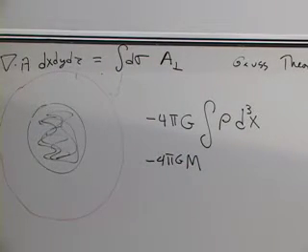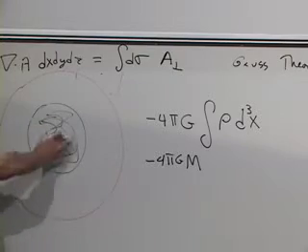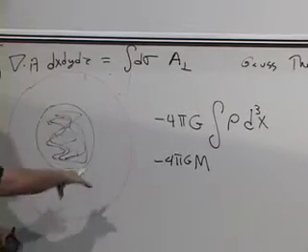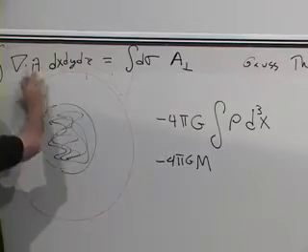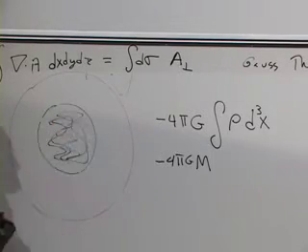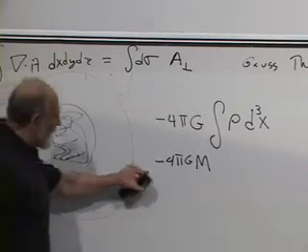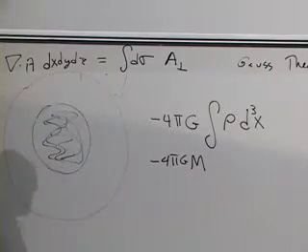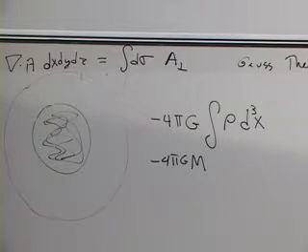Let's call this a planet. If the red sphere is bigger than the planet, then it's the entire mass of the planet in there. Minus 4 pi M g, or minus 4 pi g times M, is the left-hand side.